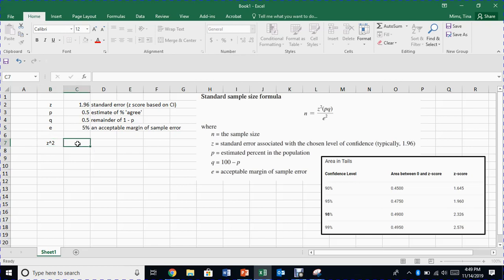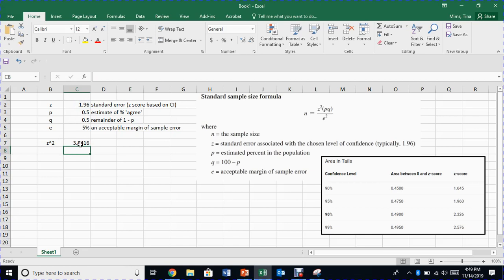So let's go over here and now actually calculate the squared function of 1.96. We'll do that together. Now we'll put in an equal sign. We'll hit this cell where we have our z-score information. Then we're going to hit Shift 6 so that we can put that little hat symbol in there. And since we just want it squared, we'll put in a 2 and hit Enter.